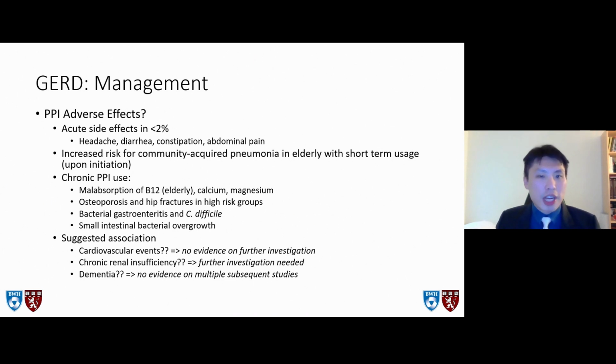There's some newer suggested association between PPI and some chronic effects, including cardiovascular events, although on further investigation there has not been any evidence found of true causation of PPI with cardiovascular events. Chronic renal insufficiency has been suggested, although we need further data to actually validate it. Dementia has also been suggested initially, although there have been multiple subsequent large studies that have found no evidence of association between PPI use and dementia.